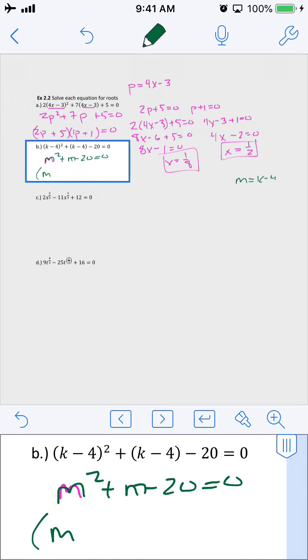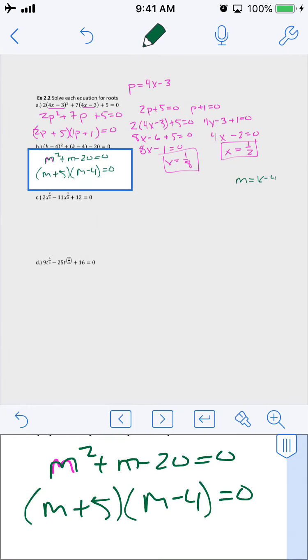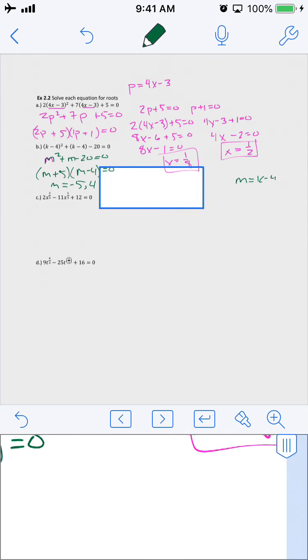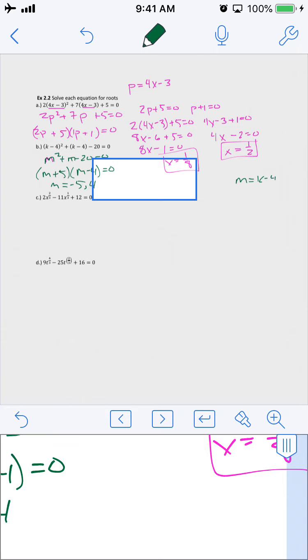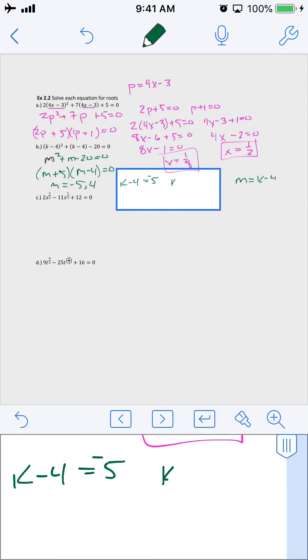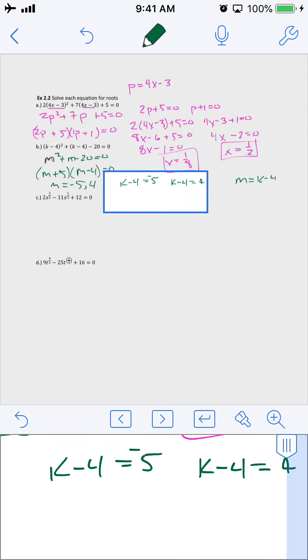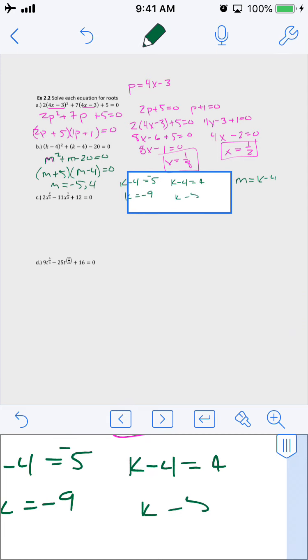Okay, factor that. m plus 5, m minus 4. We get m is equal to negative 5, positive 4. I don't think it really matters here whether you plug it in before you solve or after, because I could probably solve these ones pretty fast. And then k minus 4 equals 4, negative 4. Nope, positive 4. And then solve both of these. You get k equals negative 9 or k equals 8.